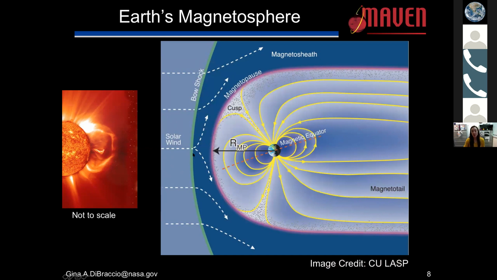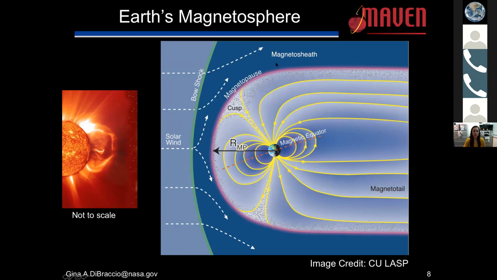The first thing that happens is the solar wind comes across this bow shock structure, this green boundary that you see here. The bow shock forms because the solar wind is traveling so fast that it's at supersonic speeds. So something needs to happen in order to slow the flow down so that it can divert around the planet. The solar wind will cross this bow shock and enter this darker blue region that's called the magnetosheath.